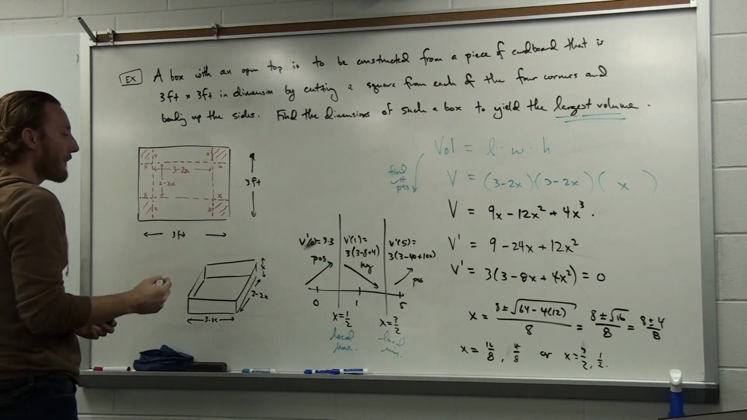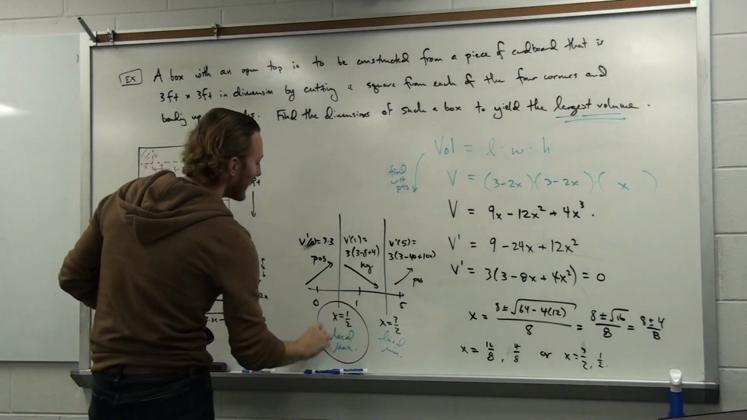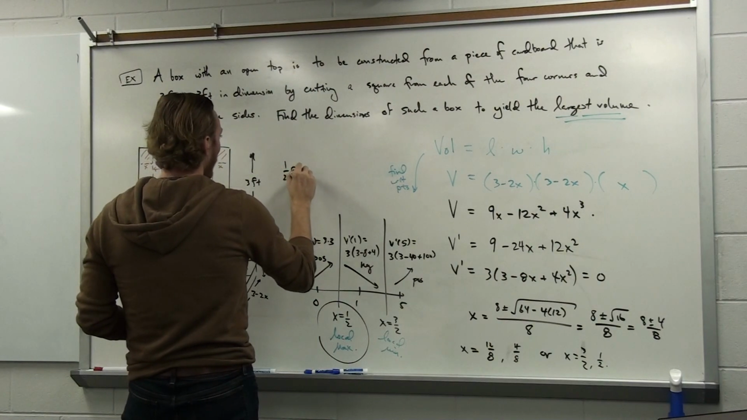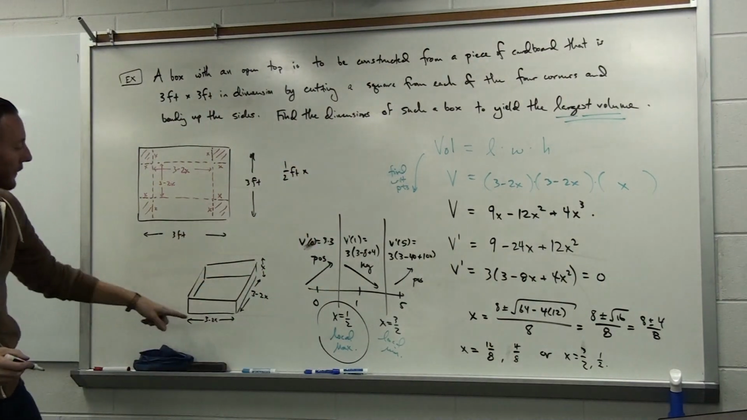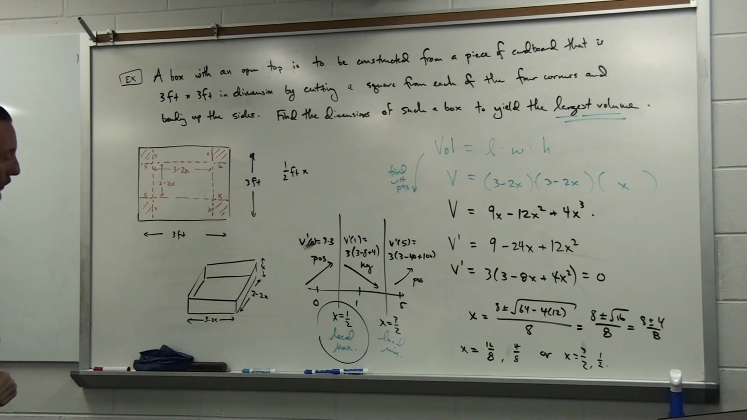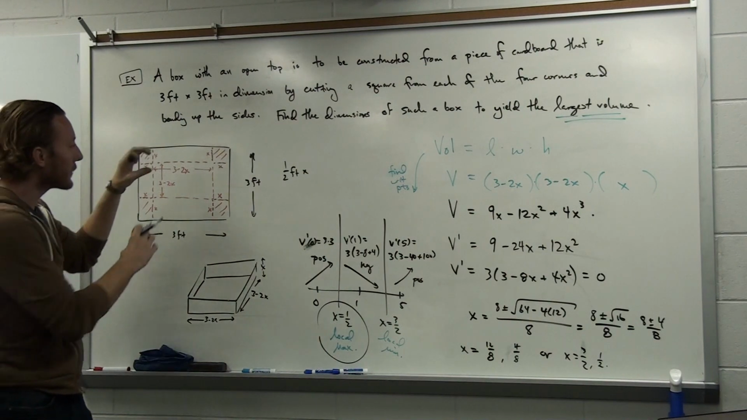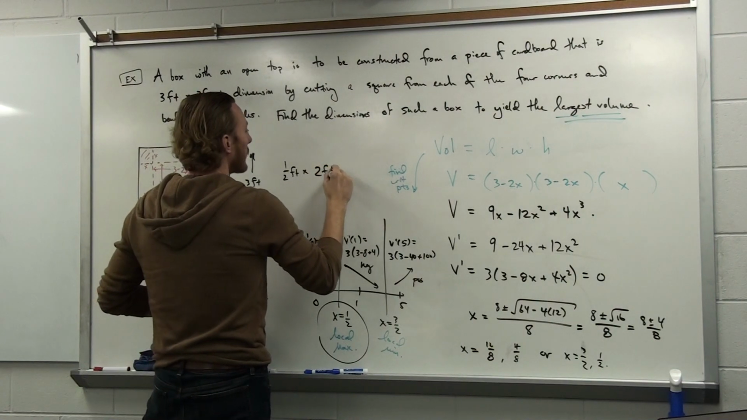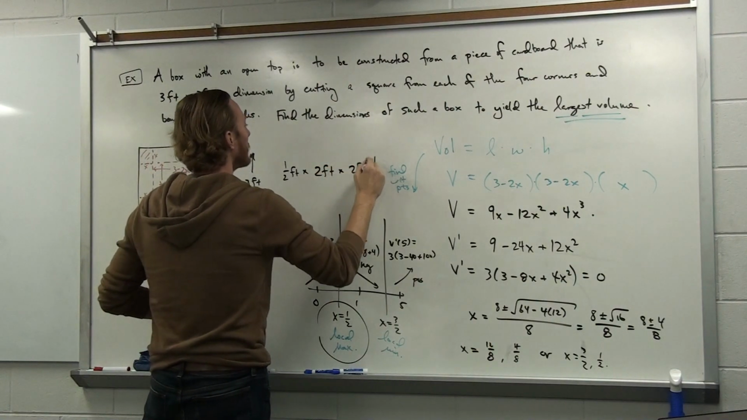Find the dimensions of such a box. Well, from the fact that we had a local max at x equals 1/2, we know one of our dimensions is going to be 1/2 a foot. What are the other dimensions going to be? Well, each other dimension was 3 minus 2 times x. If x is a half, 2 times x is 1. So removing each of those squares of a half a foot leaves 2 feet in each direction. So a half foot by 2 foot by 2 foot.